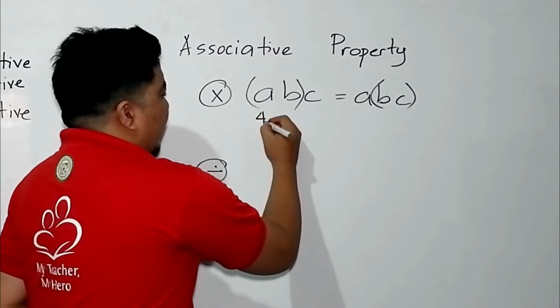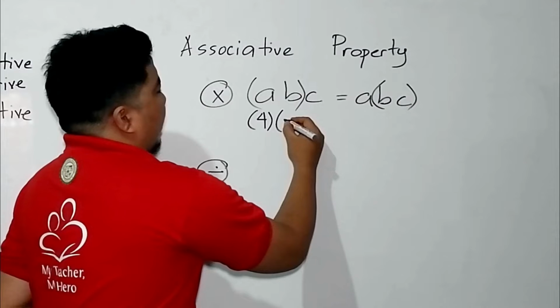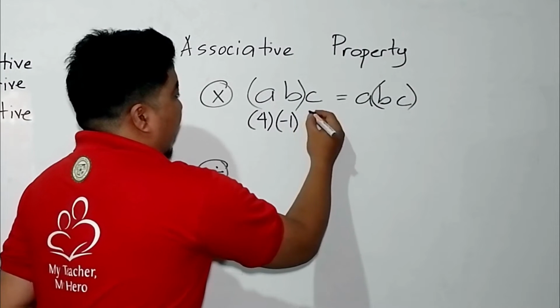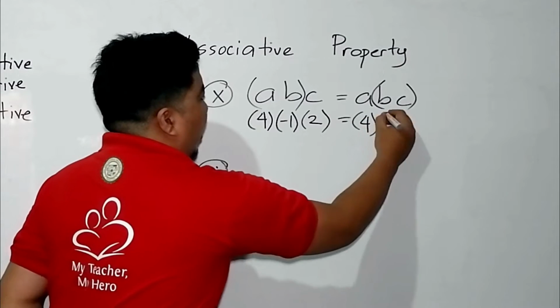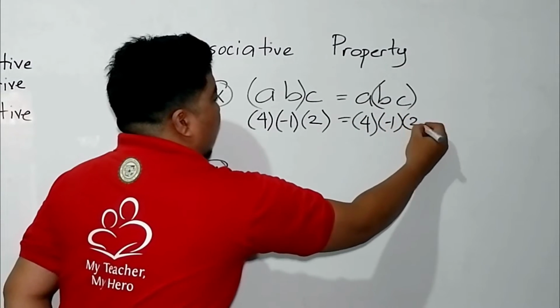Let's consider this is 4. This is, let's say, negative 1. This is positive 2. Okay. So, same goes here. That is 4, negative 1, and positive 2.